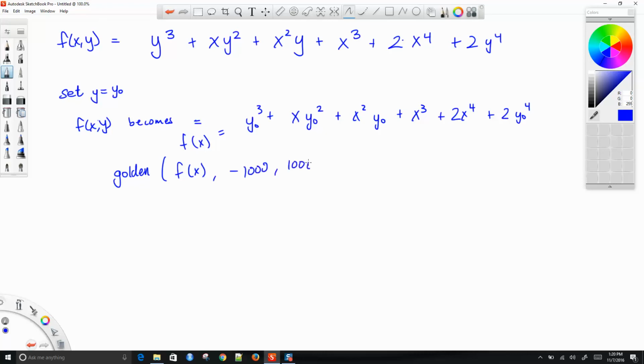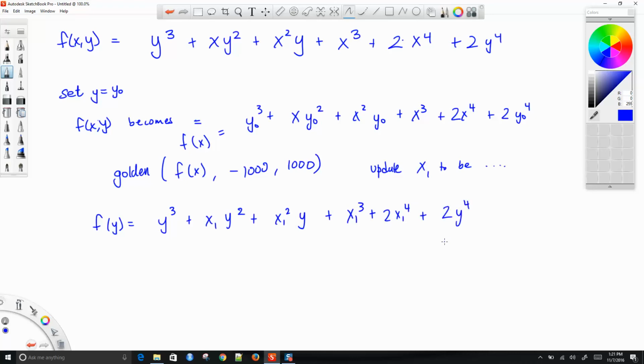And it's going to run through this thing, and it's going to update x sub 1 to be, I don't know, 0 or 2, okay? Just some value, right? Whatever this is, okay? And then you take that and you plug that back into here, and now you get f sub y, and this is going to be just a function of y, and this will be x sub 1 y squared plus x1 squared y plus x1 cubed plus 2x1 to the fourth plus 2y to the fourth, okay?